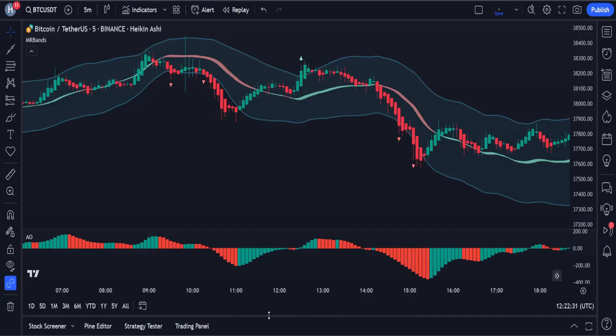So the rules for entering a sell trade, first of all, we'll wait for our indicator to give us a green triangle, just like it did here. For our strategy, we will consider it as a sell signal. So after we receive this signal, we'll confirm it using the awesome oscillator.